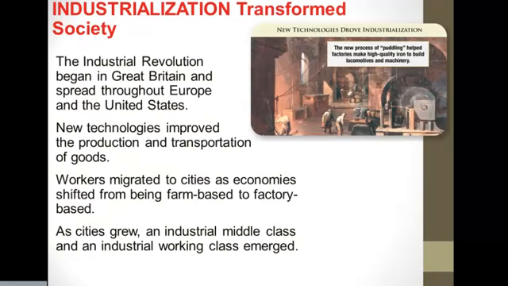Now, to finish up, let's review some of the ways that the Industrial Revolution transformed society. First, the Industrial Revolution began in Great Britain and spread throughout Europe and the United States. New technologies improved the production and transportation of goods. Workers migrated to cities as economies shifted from being farm-based to factory-based. And as cities grew, an industrial middle class and an industrial working class emerged.